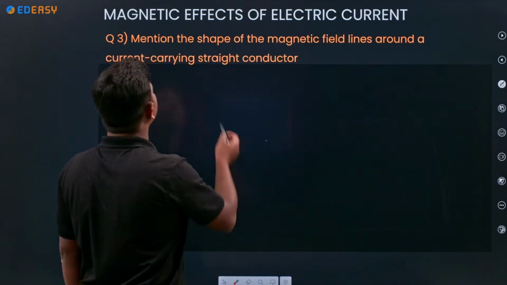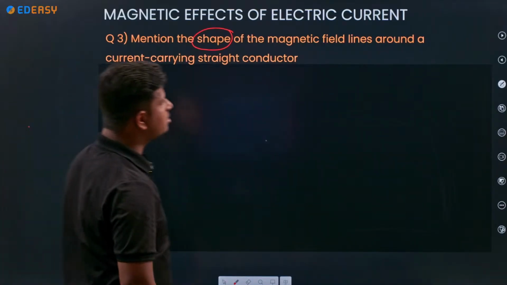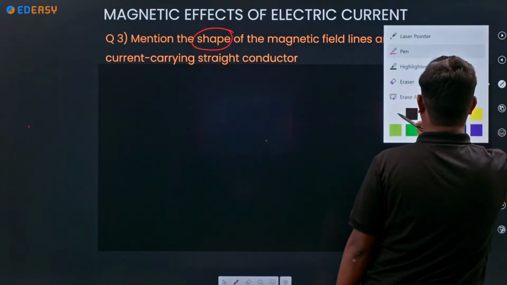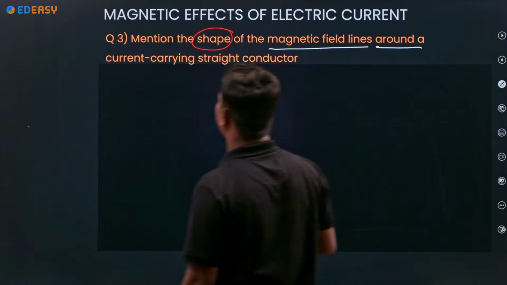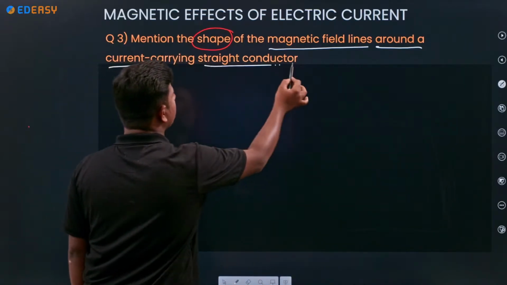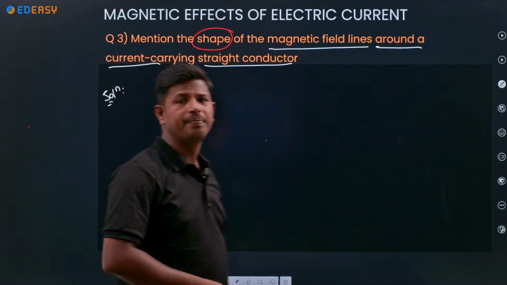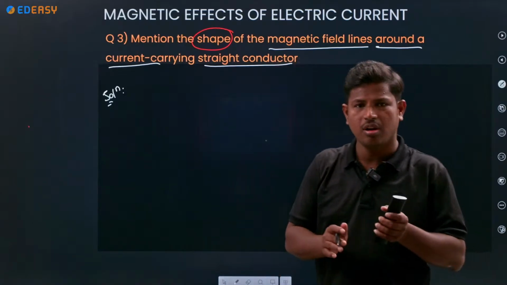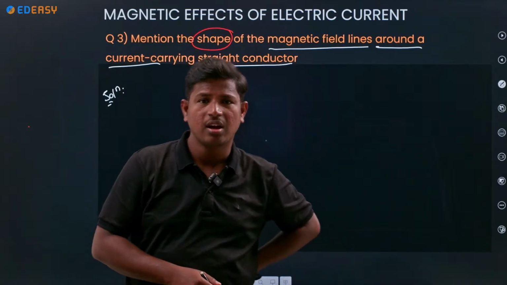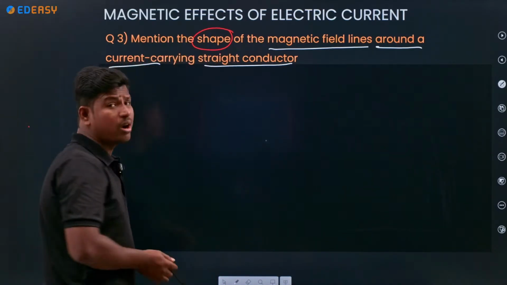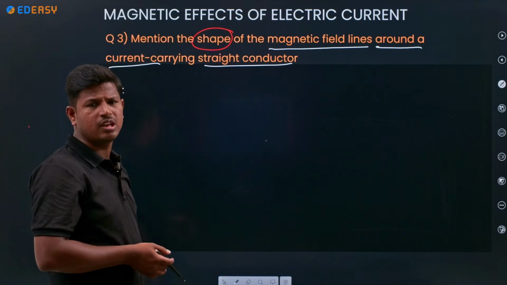Mention the shape of the magnetic field lines around a current carrying straight conductor. Anybody from the comment section? So as I told you, what is the question? What do you want to mention first of all? The shape of the magnetic field.